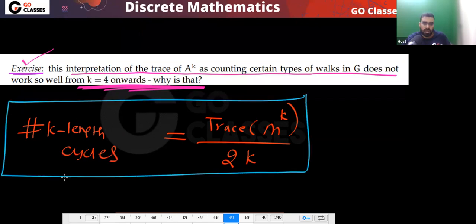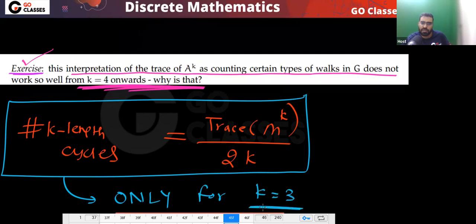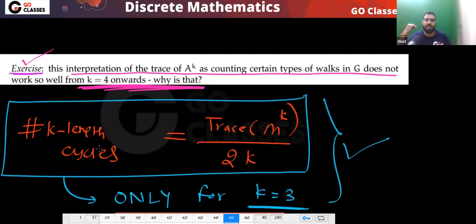This formula, if and only if, I can say only for k equal to 3. This will work only for k equal to 3. That's it. Only for k equal to 3. It will not work for k equal to 4 onwards. It will only work for k equal to 3. And this is a standard question.